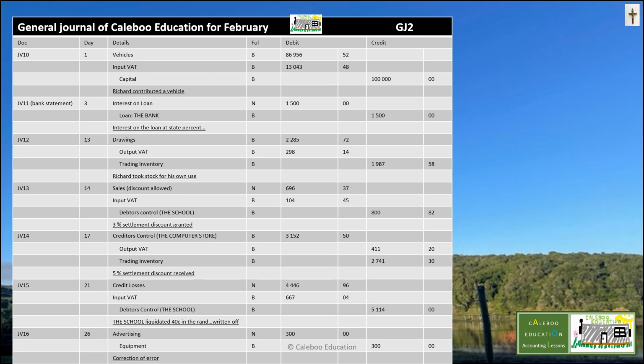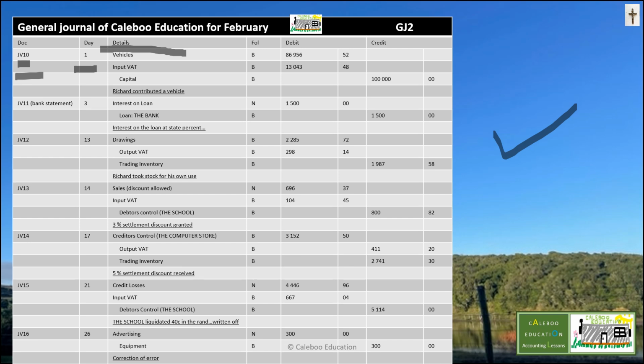Now, in front of you, in front of the nice blue sky, you have a general journal, the layout of the general journal we're going to do. There's a column for document, the document number, the day the transaction took place. Now I want to point this out carefully. There's a column here for details, and in the details column will be the accounts that are debited and credited.